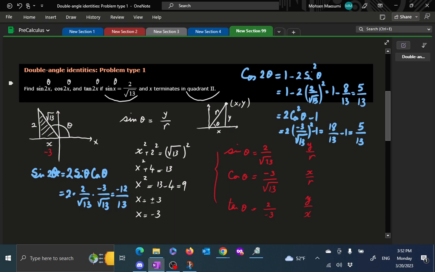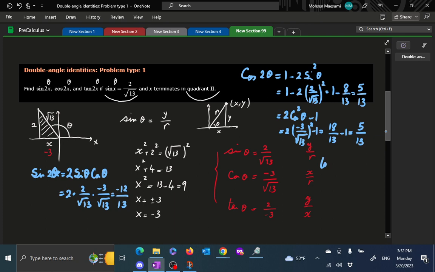What else do we want? We want tangent of 2x. Tangent of 2x, again, we have multiple ways of doing it. One is you have the sine, you have the cosine. Just take a ratio and you're all done. That's like the simplest thing to do.